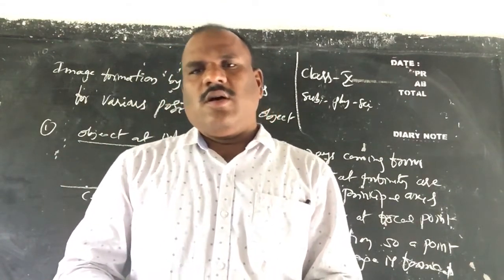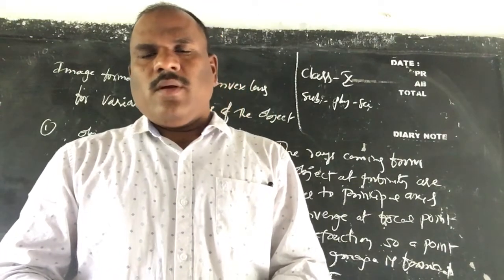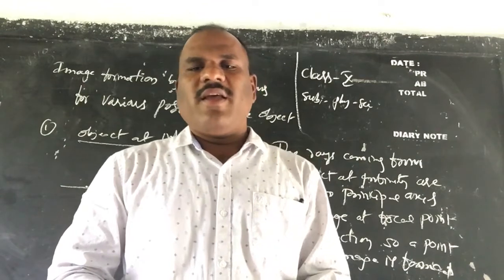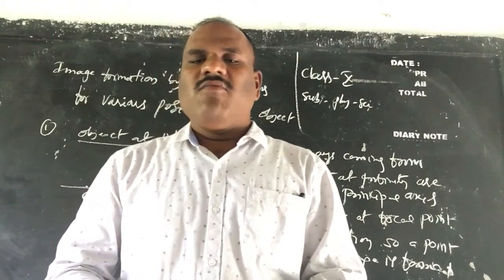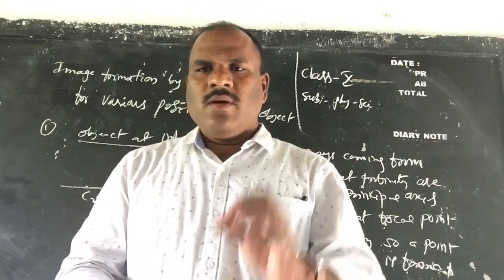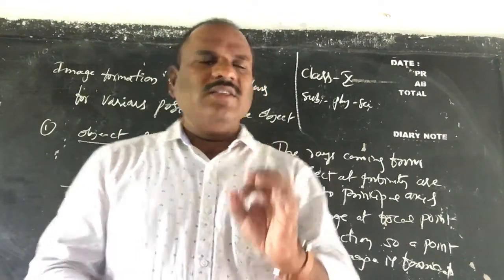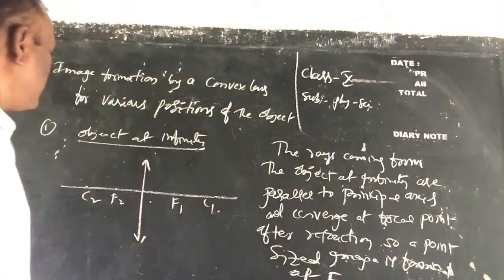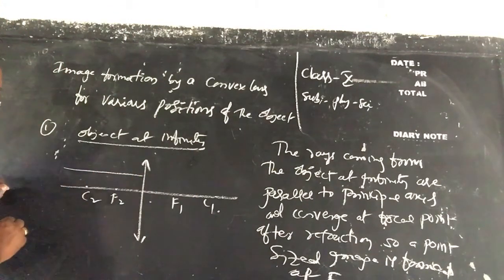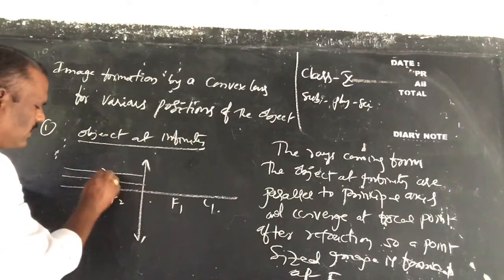Today in this video, I am going to explain the image formation by a convex lens for the various positions of the object. Children, first, the object is at infinity. The object is kept at infinity. So imagine this: these are the incident rays.